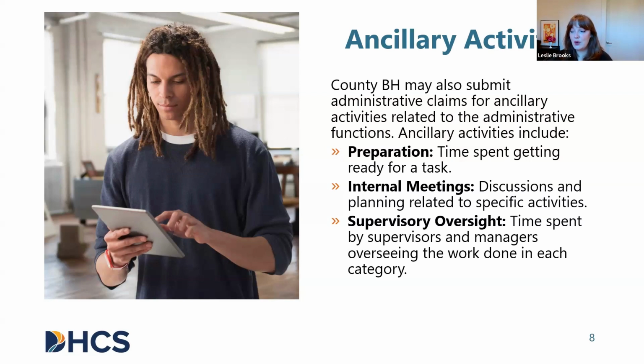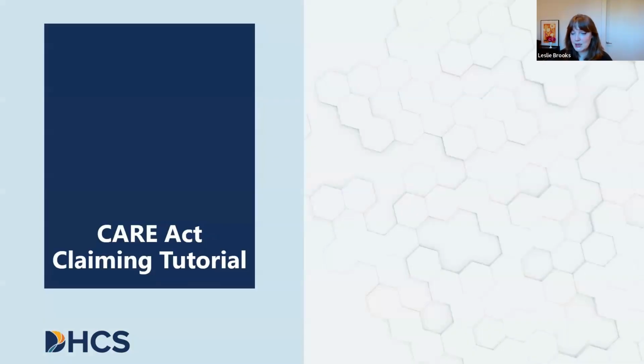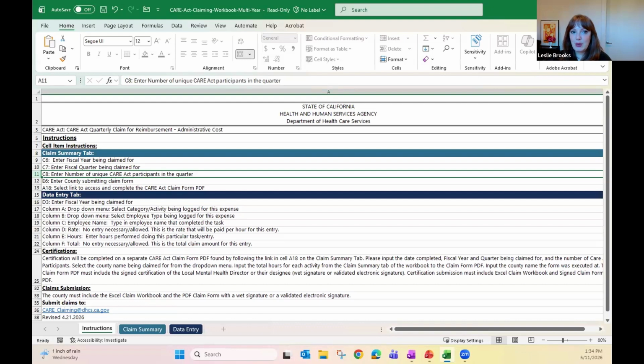So now that we've done a brief overview or refresher of what activities we can claim for, including ancillary activities, we're going to go ahead and demonstrate completing the claiming workbook and PDF form together. So now that we have pulled up our CARE Act claiming workbook, I want to make a special point of acknowledging that when you start to prepare your quarterly claiming submission, you want to make sure that you have the latest version of the workbook. Because the reimbursement rates do change over time, you just want to make sure you have the latest copy.